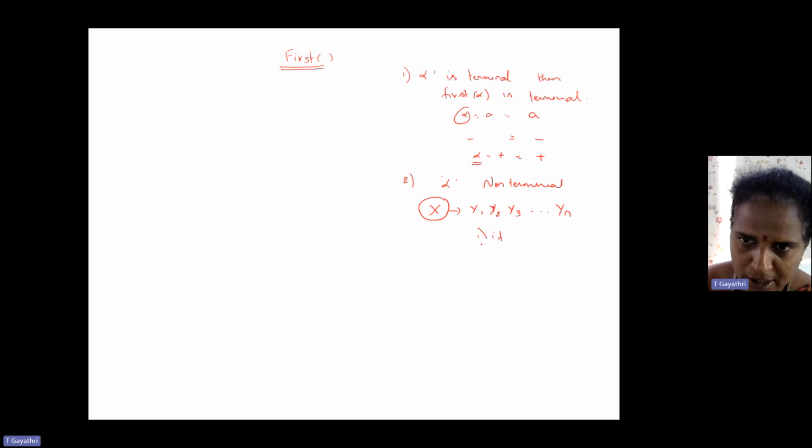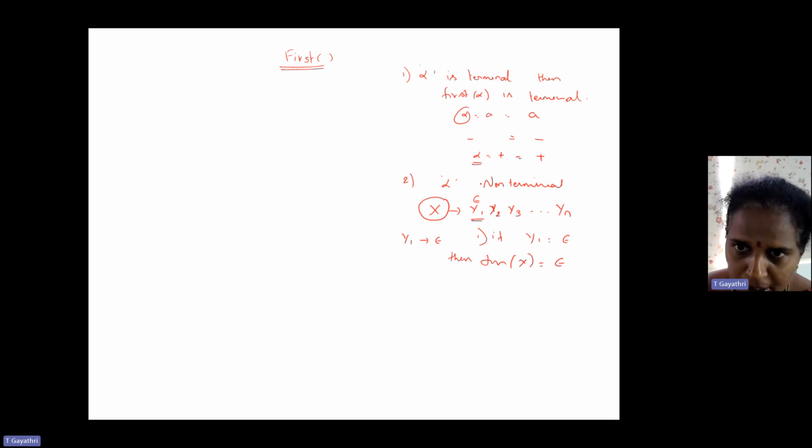The first condition is if y1 equals epsilon. That means we have the production y1 tends to epsilon, which is the continuation production for y1. So in this place we can write the y1 value. What is the y1 value? Epsilon. Then what is the first of x? If y1 equals epsilon, then first of x equals epsilon. That is the first condition, when alpha is a non-terminal.